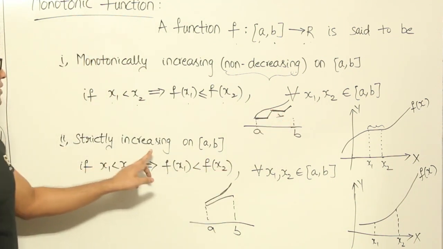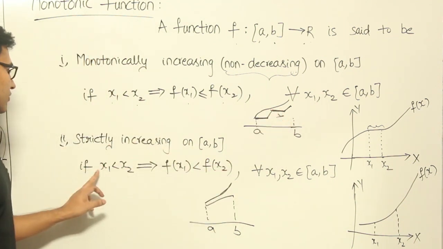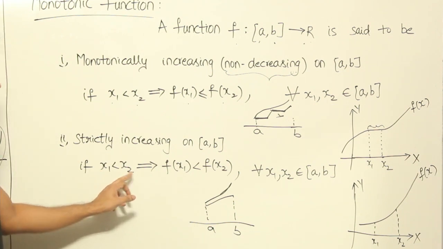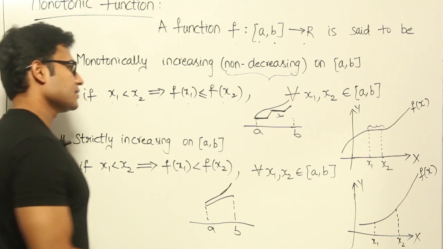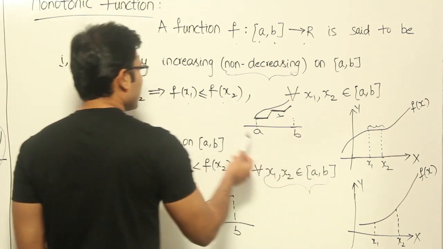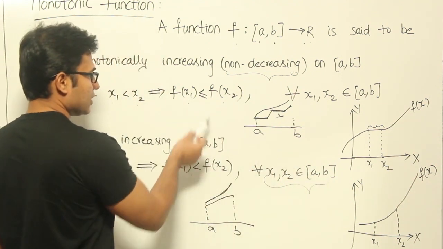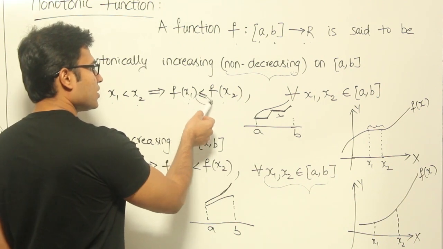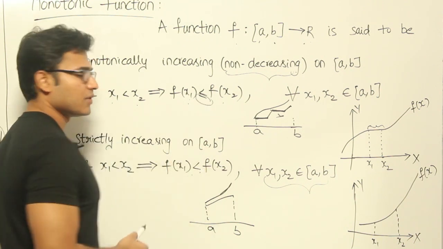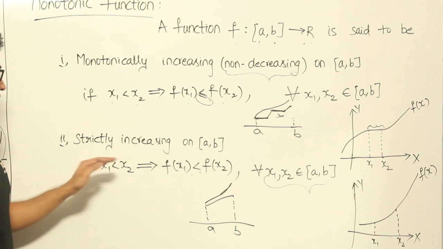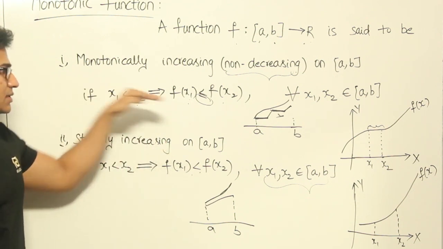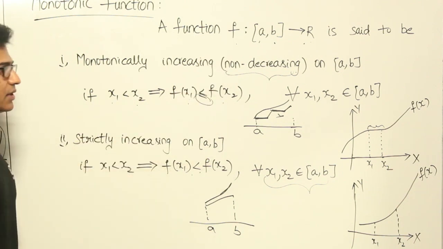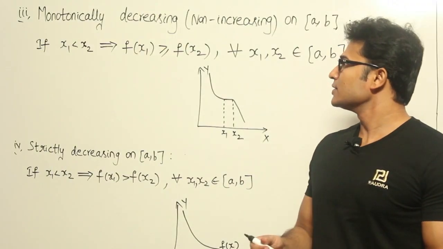Now see this, strictly increasing on a comma b means, if x1 is less than x2, that implies f of x1 is less than f of x2 for all x1 comma x2 belongs to a. So if you observe the difference between this one and this one, here whenever two values are equal, it is allowed, but here you don't have any points which are equal, which means it is definitely strictly increasing. Here it is either remaining the same or it is increasing, alright? That is the meaning. Now let's see monotonically decreasing function.